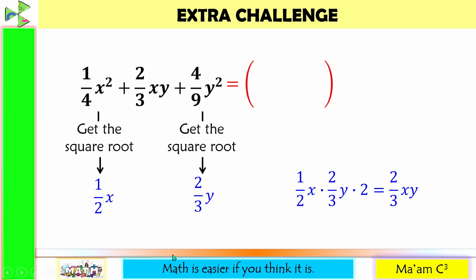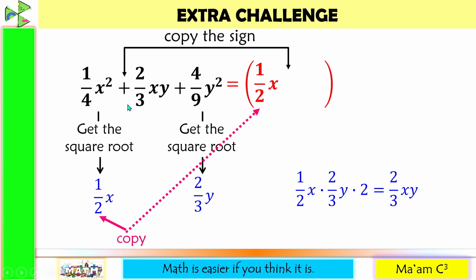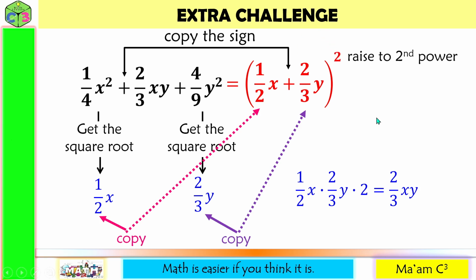For the factors, let us copy 1/2 x in the first term of the binomial. Copy the sign of the middle term. So we have plus, and then copy 2/3 y for the second term of the binomial. And don't forget, raised to the second power.